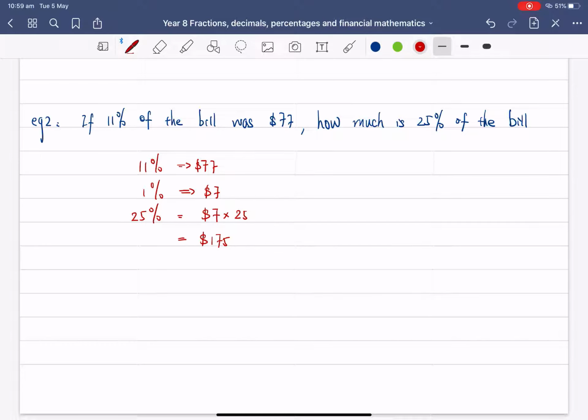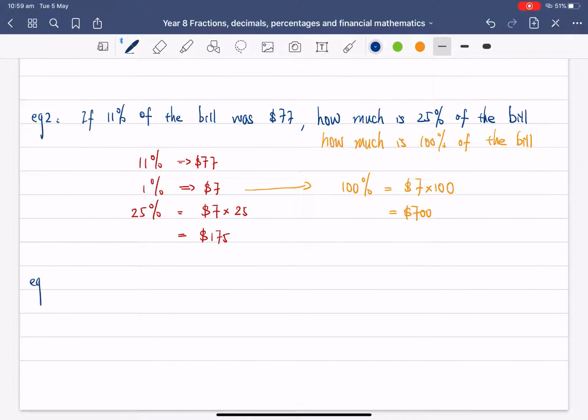Now, if the question asks how much is 100% of the bill, then your working out is going to be the same. Once you get that 1% is equal to $7, you can convert that into 100% is equal to $7 times 100, which gives you $700. That's called a unitary method. I would like to do one more, Example 3.